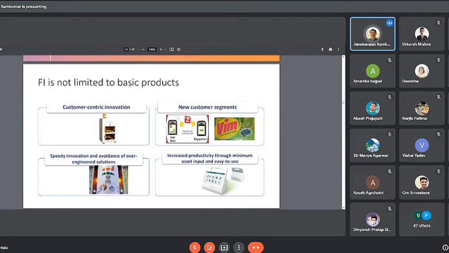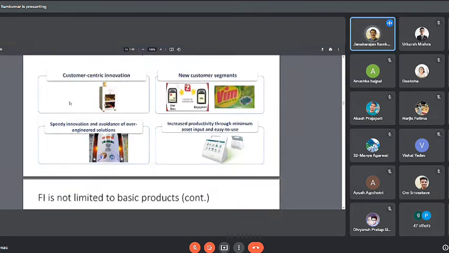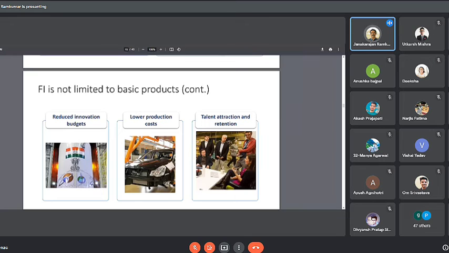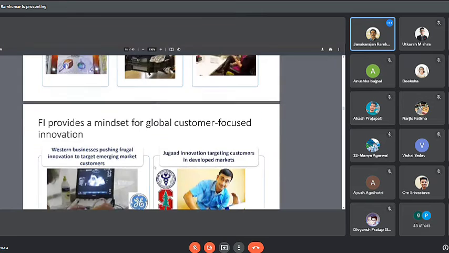Increased productivity through minimum input and ease of work is the other thing which is used as part of frugal innovation. So, reduced innovation budget. Today we are talking about Make in India, whatever it is, as part of it. Lower production costs, and then you will have talent attraction and retention. So frugal innovation is not limited to basic products, but here also we do frugal innovation.